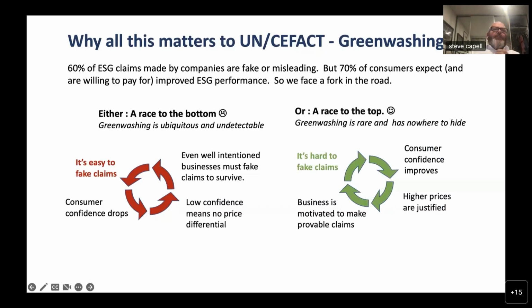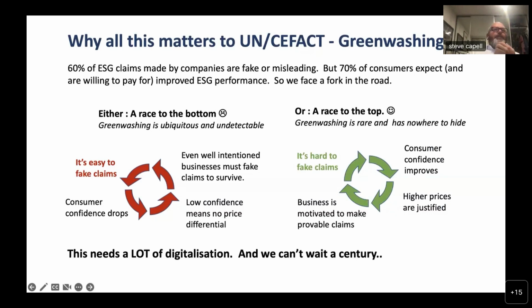What we want to achieve is a race to the top, where it's hard for businesses to fake claims. Therefore, consumer confidence improves, higher prices are justified, and businesses compete and are motivated to make stronger and stronger provable claims. Now, easy to say, hard to do, needs a lot of digitization, and we can't wait a century for it. So these three technologies that I've described are being experimented with in order to facilitate an inversion of that iceberg, so that we can achieve a very high digital penetration quite quickly, in order to basically win the race to the top in the greenwashing battle.